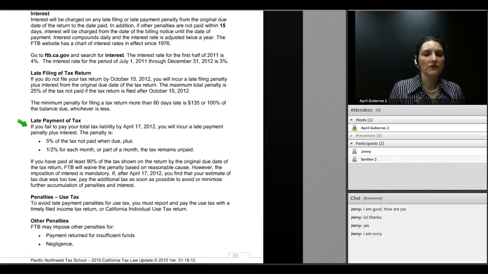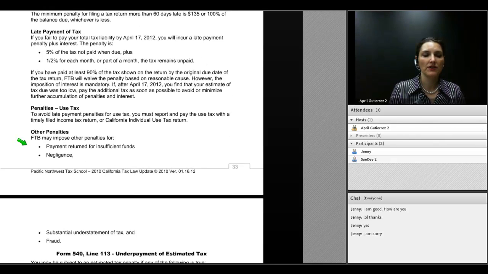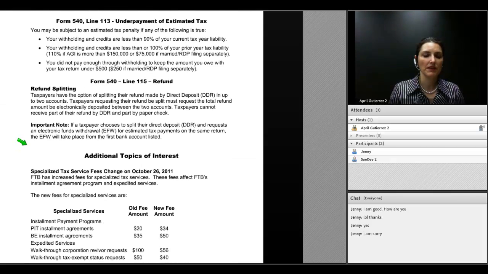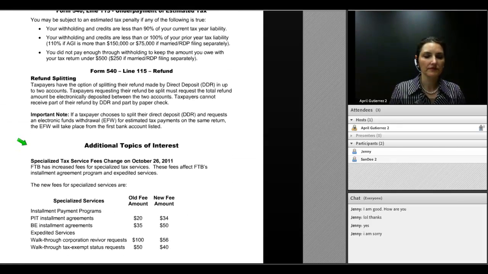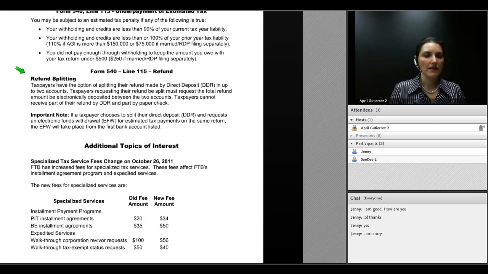Late payment of tax. If you fail to pay your total tax by April 17, 2012, you will incur a late payment penalty plus interest, and the penalty is 5% of the tax not paid when due, plus 1/2 of 1% for each month or part of months the tax remains unpaid.